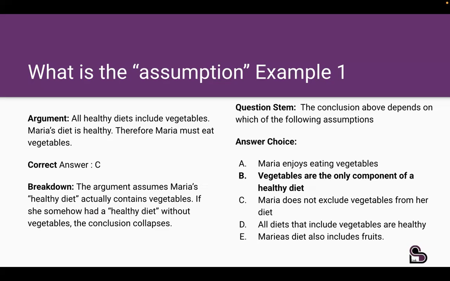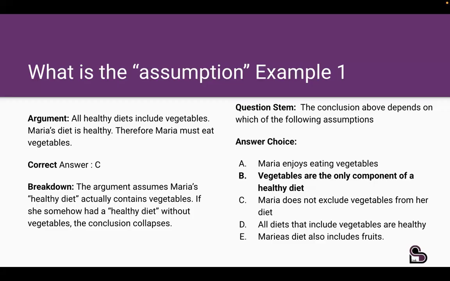So when we go through these, we can see Maria's diet also includes fruits has nothing to do with the question. All diets that include vegetables are healthy doesn't answer what the conclusion above depends on. It's not relevant. So we can cross those two out right away. Then Maria enjoys eating vegetables. Well, again, the conclusion says therefore she must, which has nothing to do with enjoyability for her. So we've got it down to vegetables are the only component of a healthy diet, and Maria does not exclude vegetables from her diet.